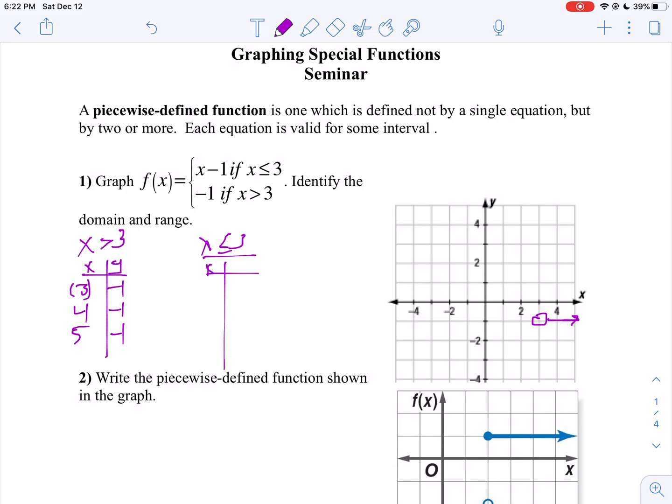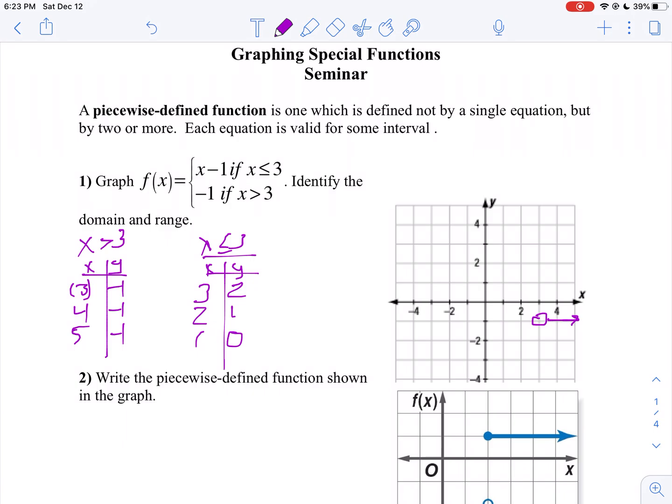Now, for x less than or equal to 3, I'm going to pick values that are less than or equal to 3. So I'm going to go like 3, 2, 1. I know it's linear, so I don't really need to put the 1 in, but I'm going to do it anyway. So when x is 3, 3 minus 1 is 2. When x is 2, 2 minus 1 is 1. When x is 1, 1 minus 1 is 0.